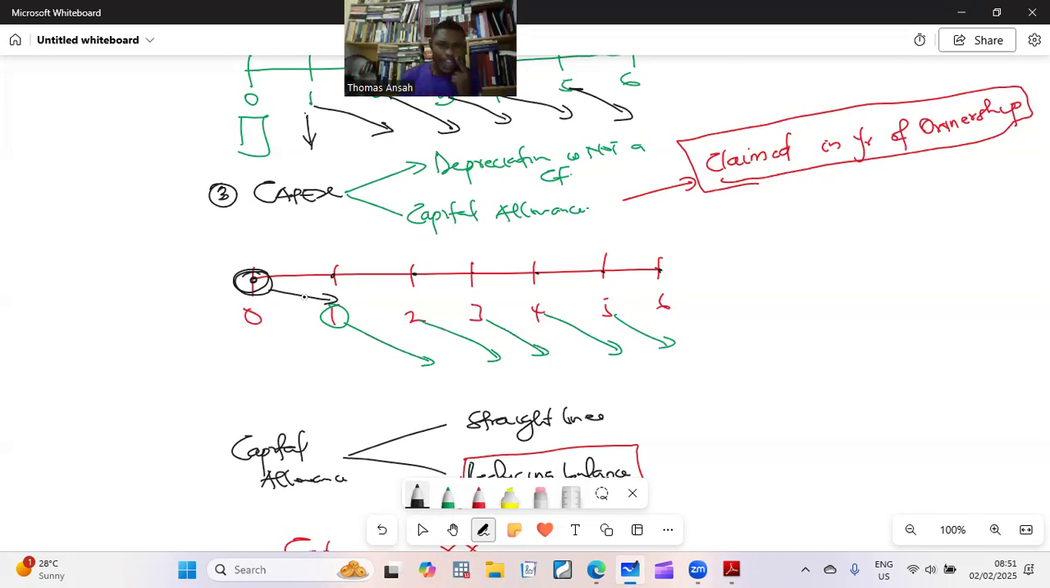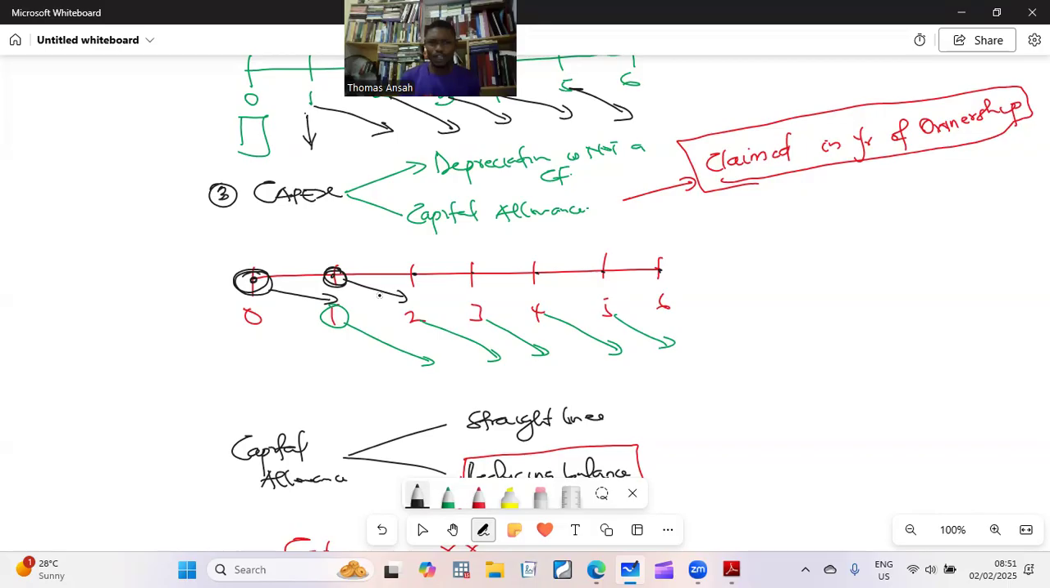If I also bought the asset, the capex that we are doing at this period, when will the capital allowance be claimed? That same period, year one. But when will the cash flow happen? Year two. Don't mix up claiming with the receiving of the cash flow. It's two different things.